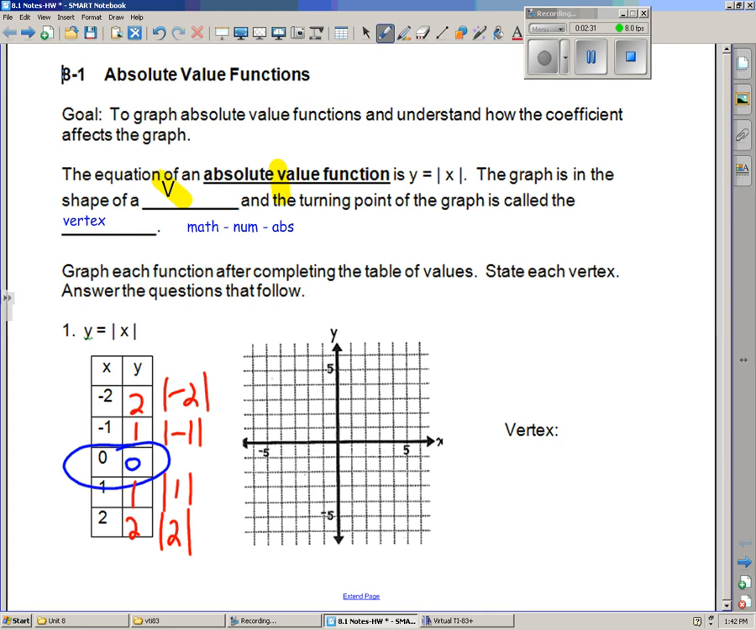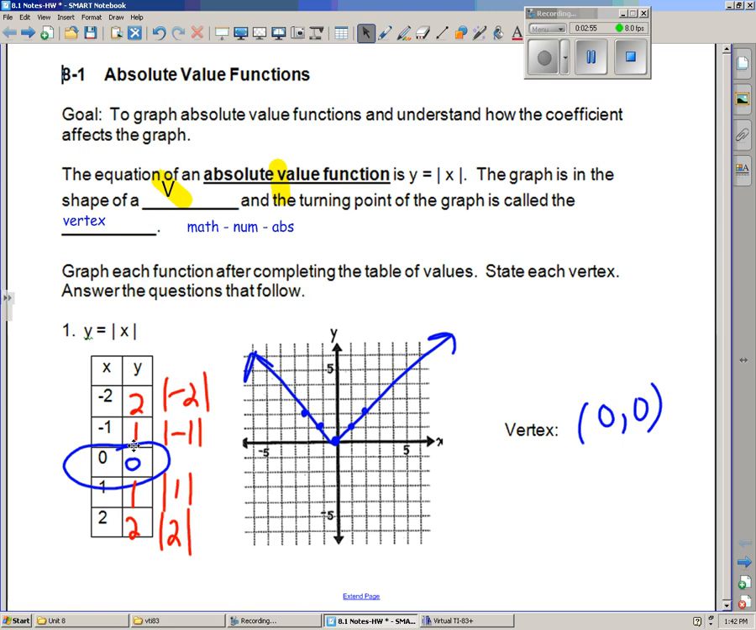So just like you have a pattern in your XY table for quadratics, you've got the same thing with your absolute values. So -2, 2 is here, -1, 1, 0, 0, 1, 1, 2, 2. Don't draw a U, draw a V. Arrows on either end. Your vertex is centered at the origin.